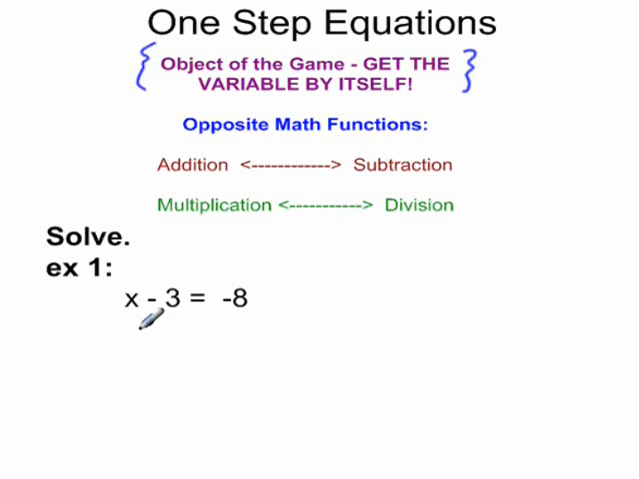Example 1 has x minus 3 equals negative 8. I'm trying to get x to be the only thing that's on the left side of the equation. So I need to move this 3, and I want to move it across the equal sign. So I'm going to start by drawing a line down my equal sign so that I can see exactly what side I'm trying to move it to. Since we are subtracting 3 in this problem, I want to add it to both sides to do the opposite.